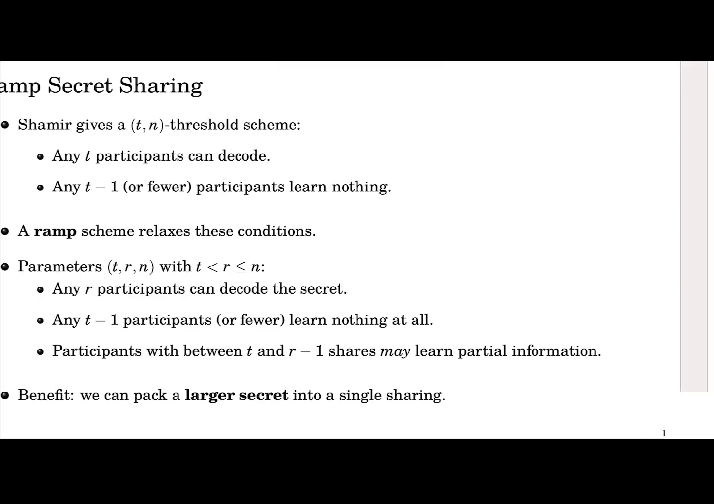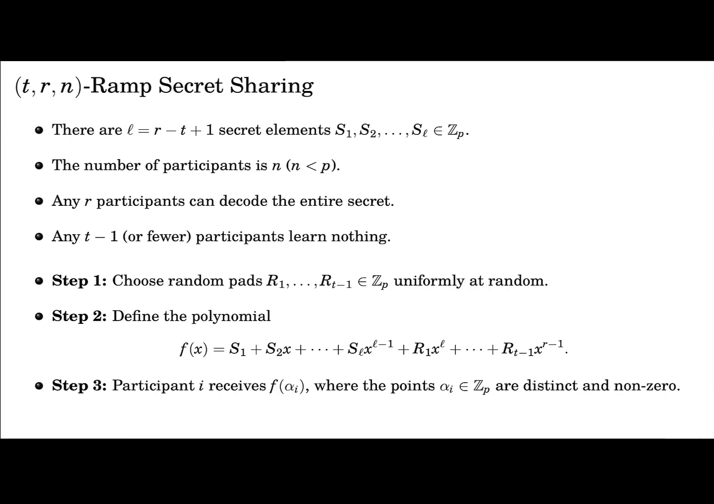So let's look at what this type of scheme looks like. Let's write the general ramp scheme. When you have a (T, R, n) scheme, the number of secret elements is given by R minus T plus 1. So you can think of it as instead of storing one secret, you're storing L secrets. And of course, they're all going to be elements in Z_p. And once again, you need P to be larger than n, because you need to have enough evaluation points, right?